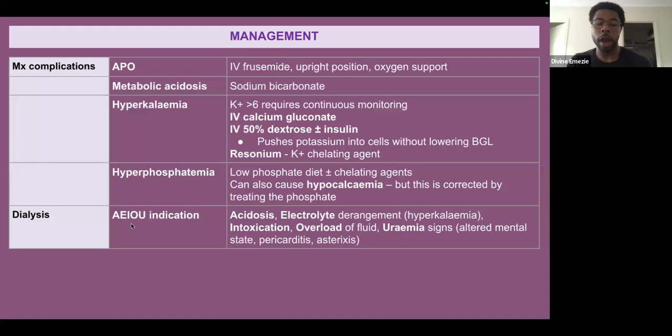Hyperphosphatemia and AIOU. So AIOU tells you when you would consider dialysis for someone with kidney disease, and that's in acidosis, electrolyte derangement, intoxication, drugs, fluid overload, and signs of uremia, of which we have altered mental state, pericarditis, and asterixis. This relates to renal replacement therapy, but knowing when to do things, more so than dosages or anything like that, is most helpful because that's really how exam questions would be structured, right?